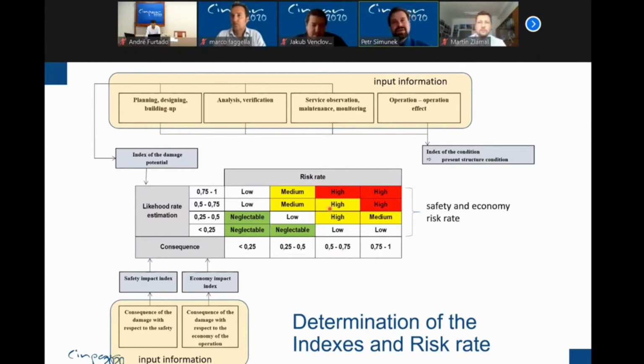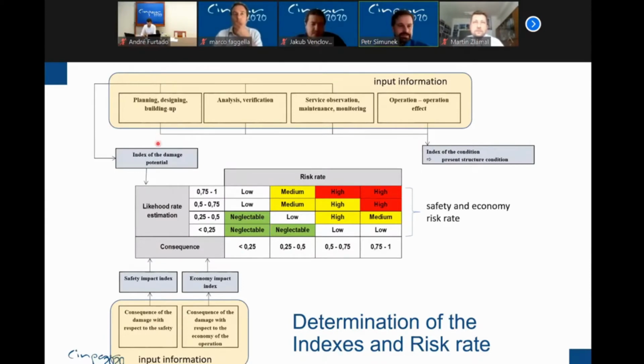Well, the areas of available evaluated information are indicated in light brown. Based on this information, the indexes are determined. They are planning, designing, building up. Then the other areas are analysis and verification, service observation, maintenance and monitoring, operation and operation effect. Also, the consequence of the damage with respect to the safety and the consequence of the damage with respect to the economy of the operation.